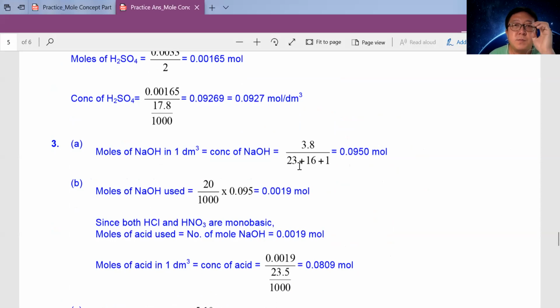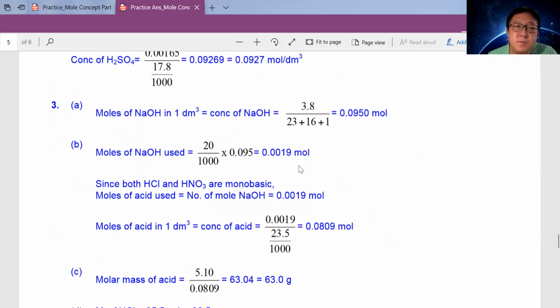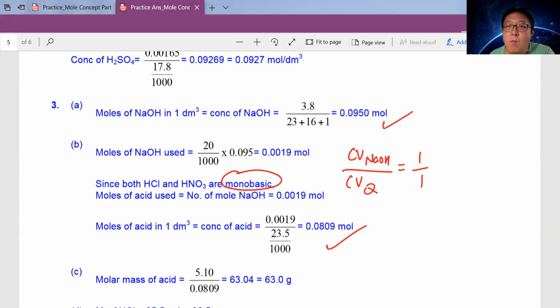Okay, and okay, 3A, 3B. Done. You solve, you should get this. Or you can use C1V1. You don't need to follow this. You will use CV NaOH over your CV Q, right? That is 1/1 because they are both monobasic. So you can use C1V1, this formula. You can also get this answer because it's mole per dm cube.